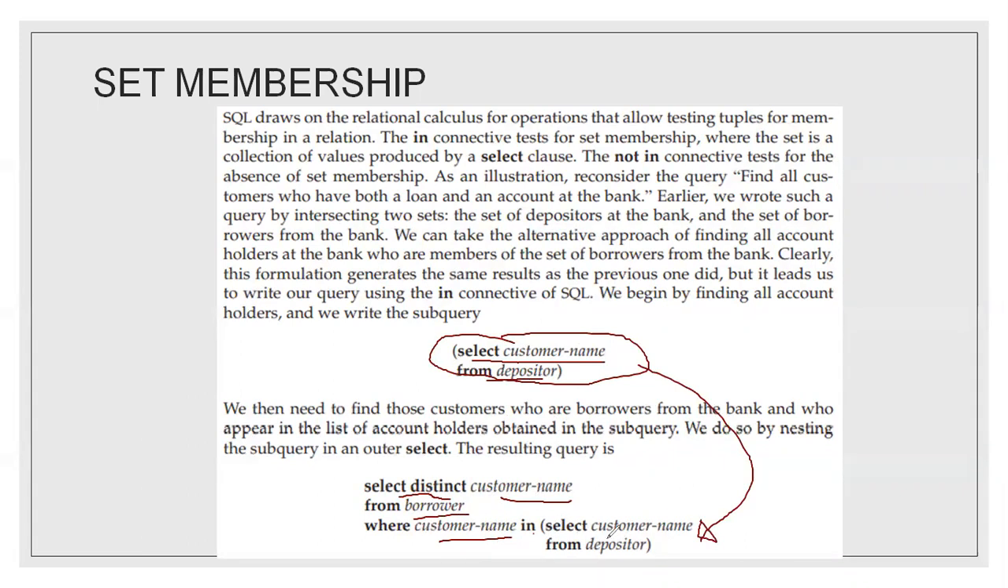So already we have taken the customer names from the depositor. Now the query is fired on the result. Query is not fired on the table directly. So whatever select customer name from depositor, this query will be fired. From this query, some result will come into picture. On that result, means on that column with the names of the customers, this query will be fired. So select distinct customer name from borrower, where customer name in this particular result. So this is the way how nested subquery is used.